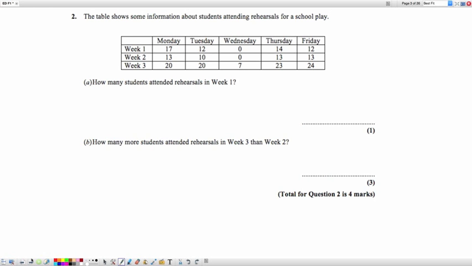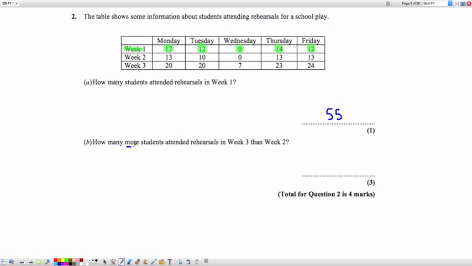Question 2. The table shows some information about students attending rehearsals for a school play. How many students attended rehearsals in week 1? So looking at our table here, in week 1 we need to add 17, 12, 0, 14 and 12. Adding up those numbers gives us our total, which is 55.